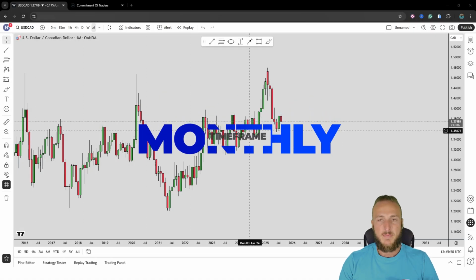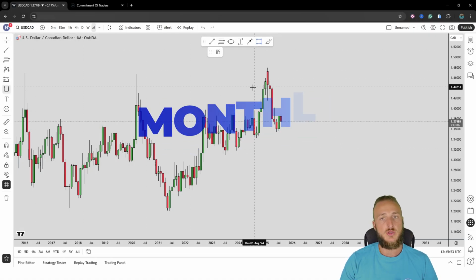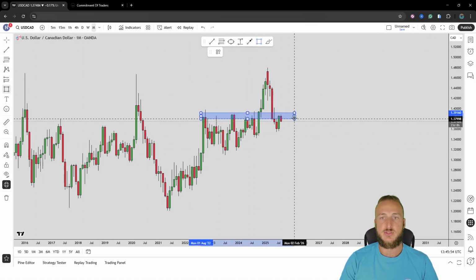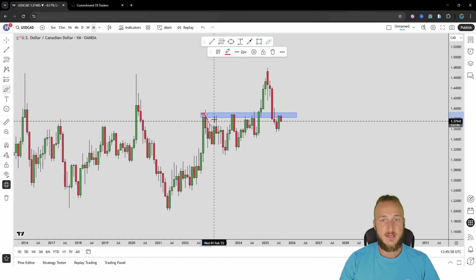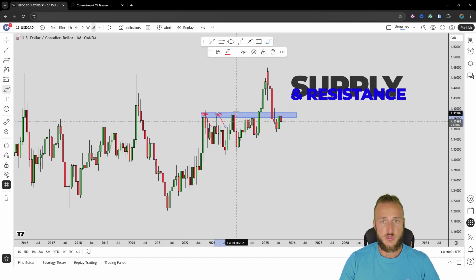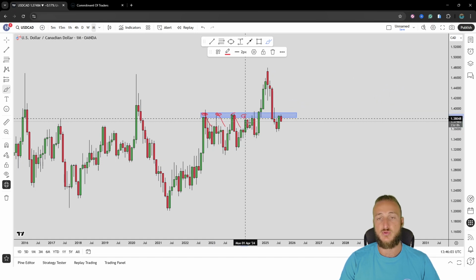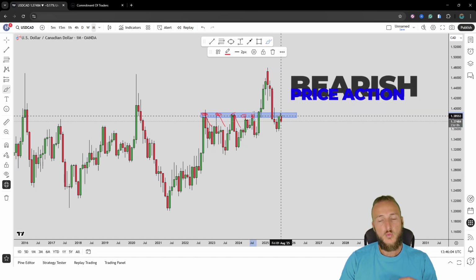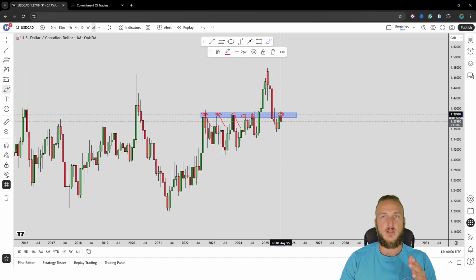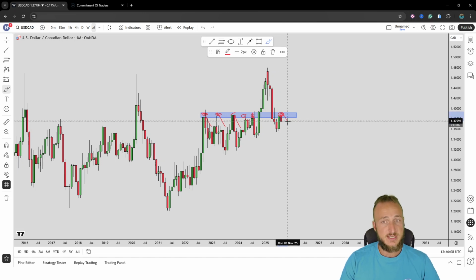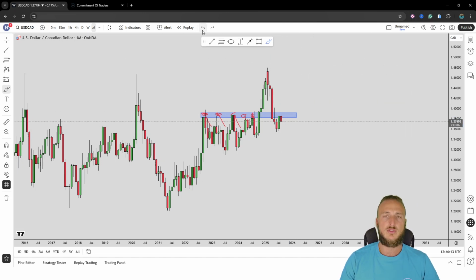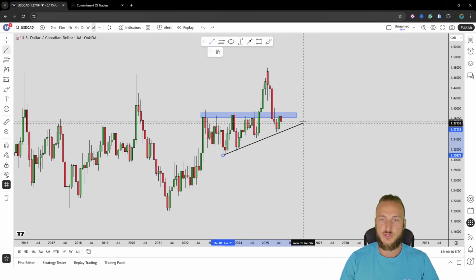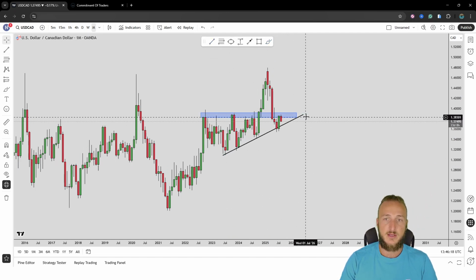Starting here from the monthly time frame, what we can see is that USDCAD at the moment is facing strong resistance at the previous level of monthly supply and resistance from which all these previous rejections to the downside were created, which at the moment is being tested once more as resistance, and the market is already respecting it as such.